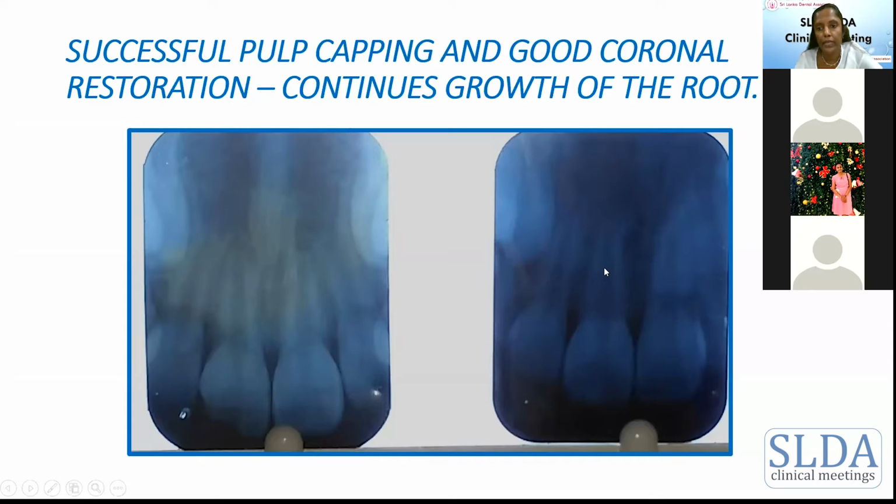This radiograph was taken 1 year after the treatment, and the composite is intact. You can see that root growth is about to complete, and the root growth has continued, and the apical closure has become small. So this is the ultimate aim, or ultimate objective, of our vital pulp therapy. To gain this, it's very important to have the vital pulp therapy as well as the coronal restoration.